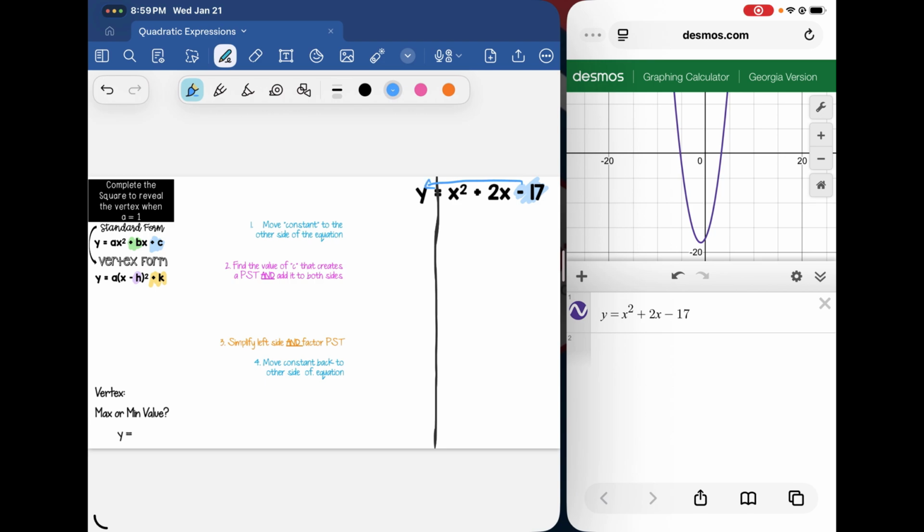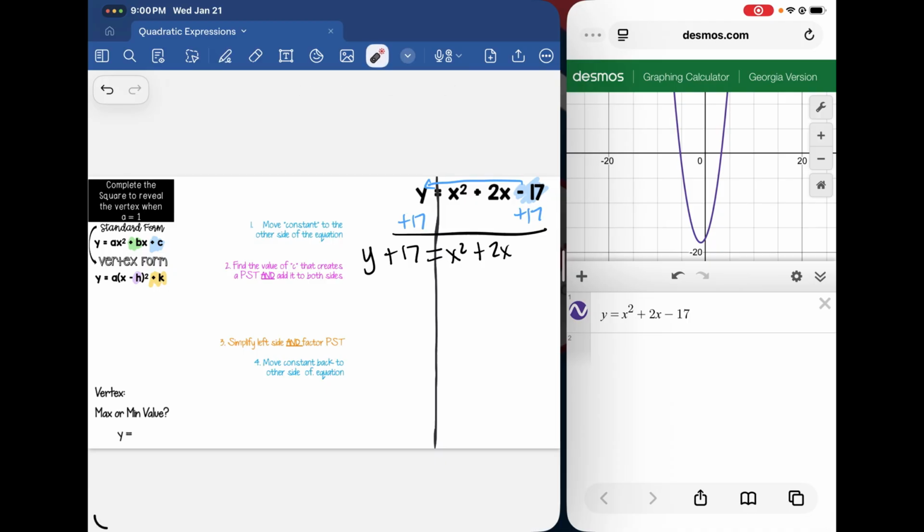What's the opposite of subtracting 17? Adding 17. And whatever I do to one side of the equation, I do to the other side. Well, y plus 17 is just going to stay y plus 17. I can't combine them because they aren't like terms. Bring down my x squared. Bring down my 2x. Well, negative 17 plus 17 are opposites, also known as inverses, so they will cancel out.